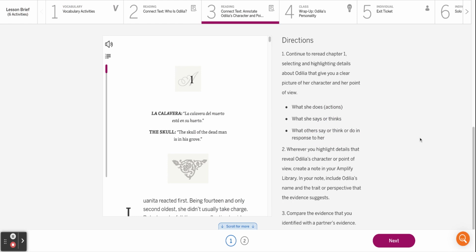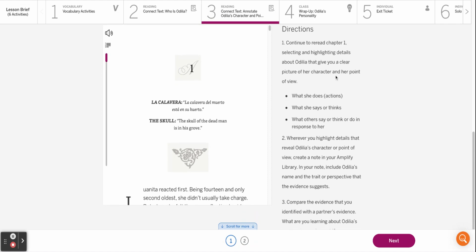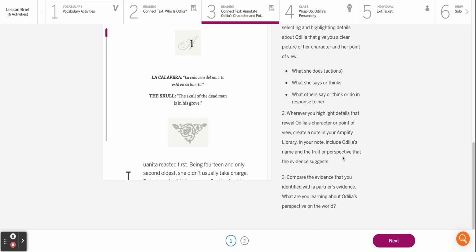Activity 3. Continue to reread chapter 1. So you are going to reread it again. And you're thinking about Odelia's FAST and how that FAST gives you a more clear picture of her. We continue to investigate, continue to refine to make sure that we understand these characters. What does she do? What does she say? What does she think? Make sure you're going back and highlighting even more of those details and adding those notes.